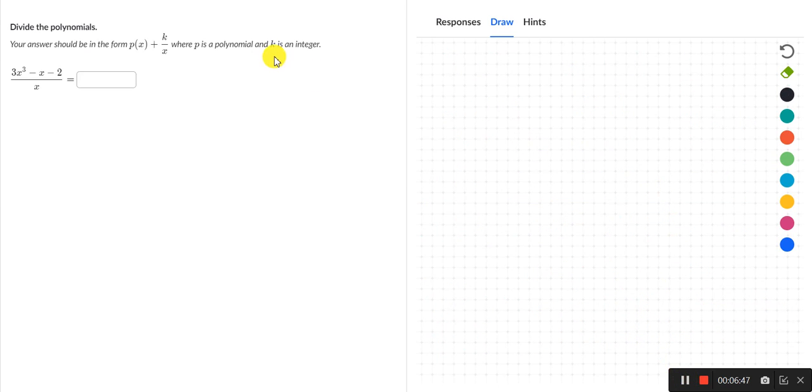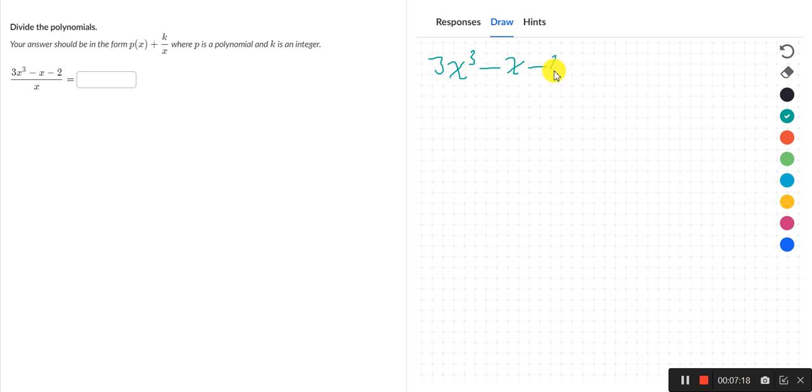Okay, so now let's take a look at this other problem. Here we have: divide the polynomials. Your answer should be in the form p of x plus k divided by x, or k over x, where p is a polynomial and k is an integer. Okay, so this one is a little bit straightforward. It just tells us to divide that. You can always do all these problems in different ways.